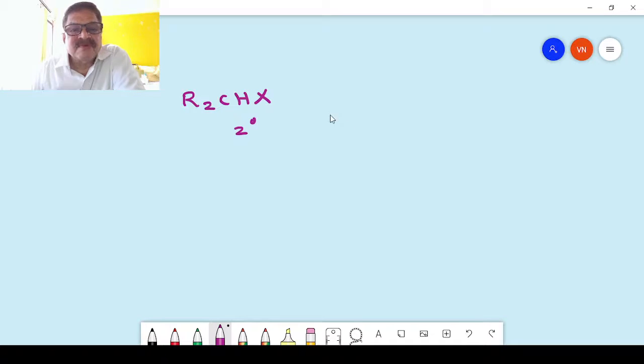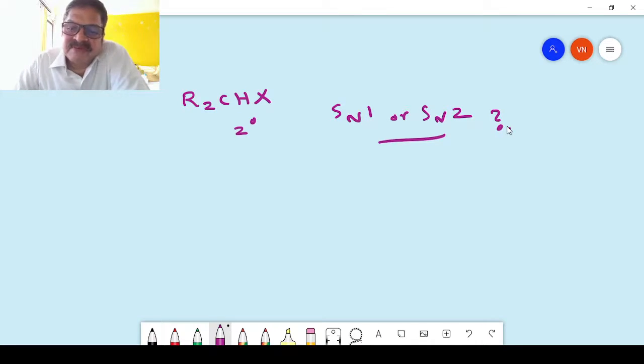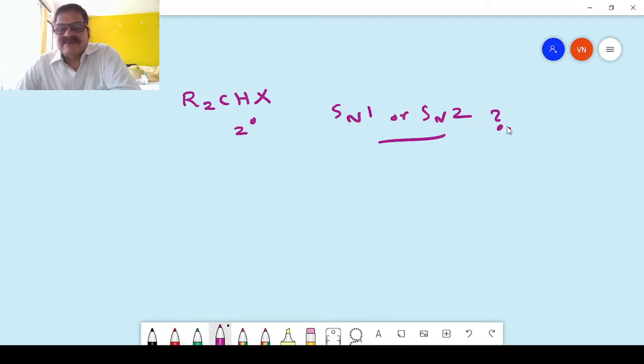So the reaction can proceed by SN1 or SN2. This is the interesting point here. Which mechanism will it take? The mechanism depends upon the conditions. If you have a strong nucleophile, it will favor the SN2 mechanism, as we have seen, over the SN1 mechanism. We have two choices here. A secondary alkyl halide can undergo SN1 or SN2 reactions.